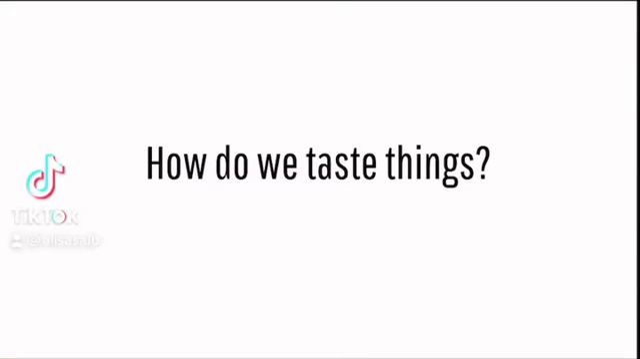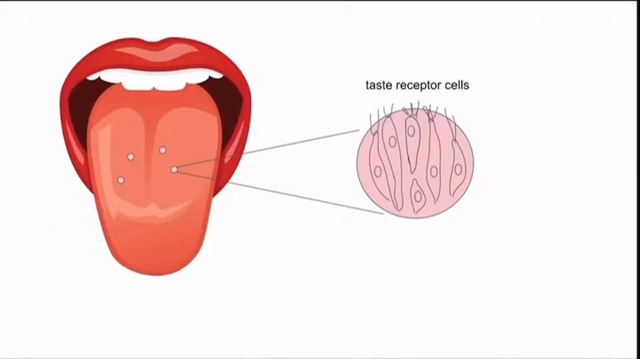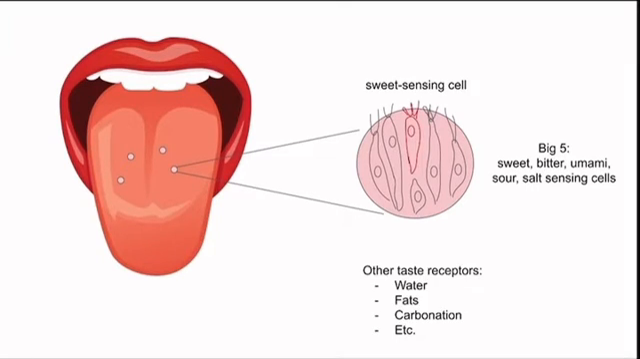How are humans able to detect taste? We'll start answering that question by looking at a tongue. Tongues are covered in taste buds, which each contain many different taste receptor cells. The big 5 taste receptors in humans are sweet, bitter, umami, sour, and salt. However, there are many more types of taste receptors like those for fats, carbonation, and water.